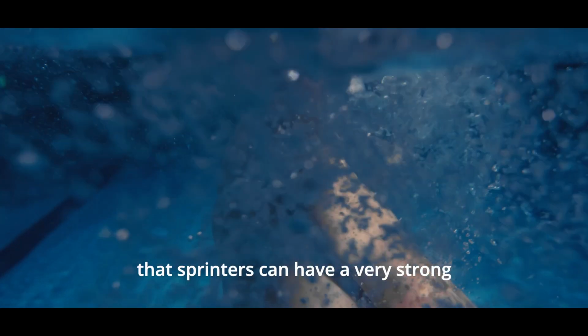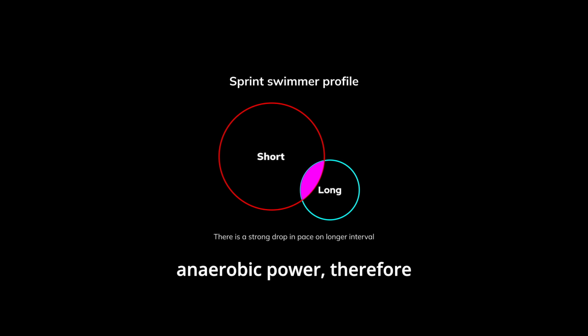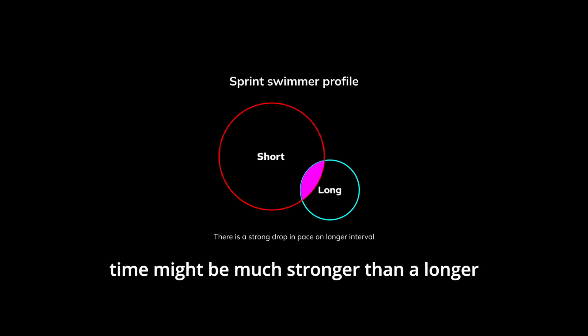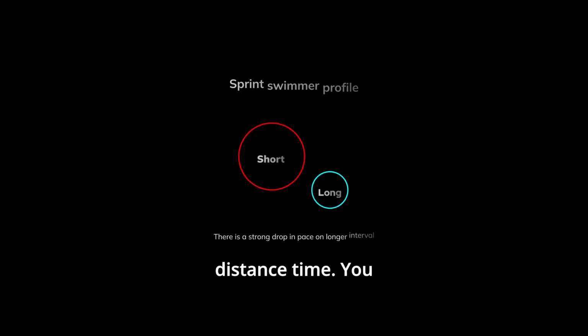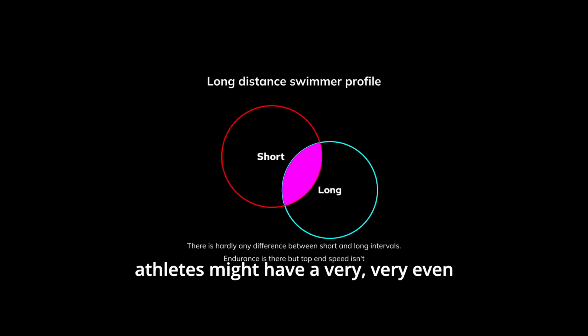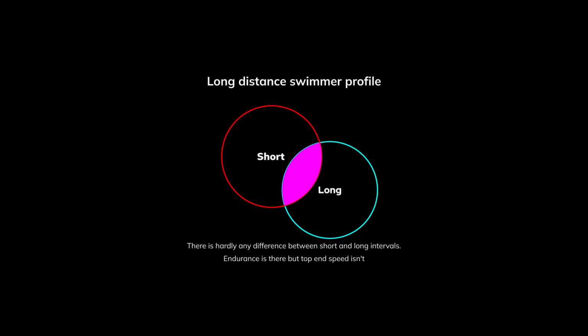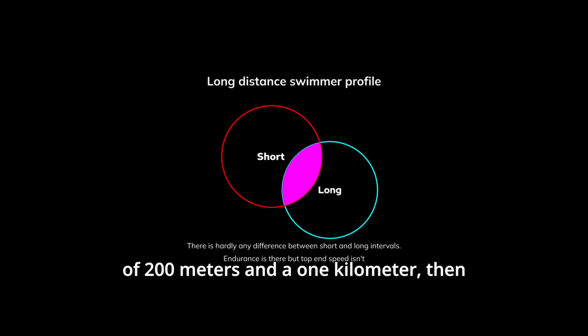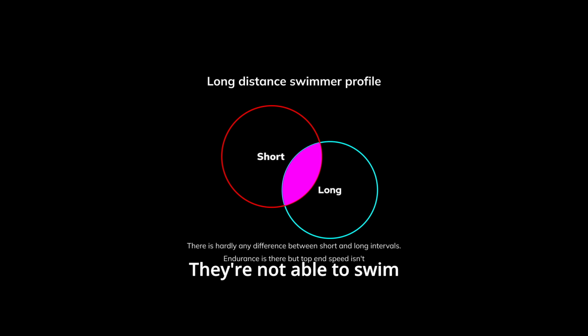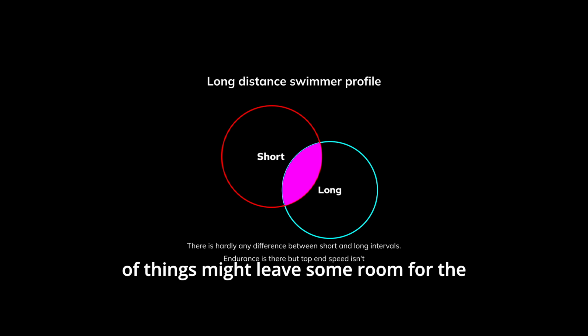You'll find that sprinters can have a very strong anaerobic power, so their short distance time might be much stronger than their longer distance time. You will also find that some athletes have a very even pace when swimming, for example, 200 meters and 1 kilometer. They're not able to swim faster, so their anaerobic tank is maybe lacking and maybe hindering their aerobic progress. For these kinds of athletes, working a bit more on the anaerobic side of things might give some room for the aerobic to grow. So you want to balance things out.